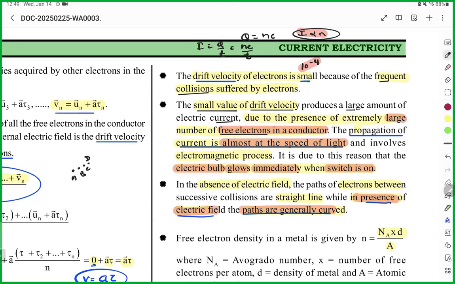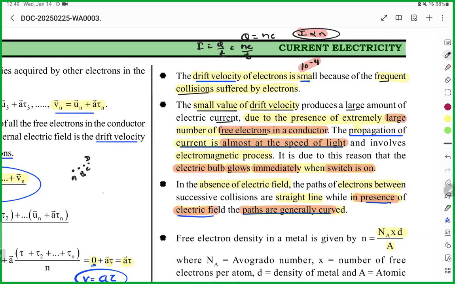But if you don't apply an electric field, what will happen? Electrons will move in any random path. In the absence of an electric field, there won't be a proper path of electrons. Yes or no? Any doubt, guys? If you apply an electric field, there will be a smooth path. I'm saying smooth, not curve.